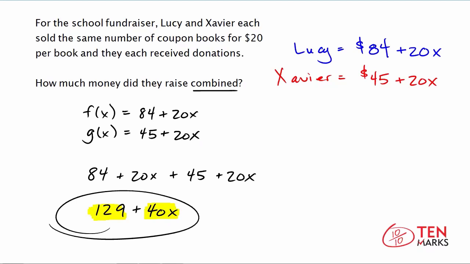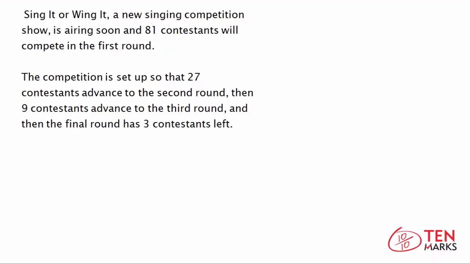Let's try a problem involving linear and exponential functions. Sing It or Wing It, a new singing competition show, is airing soon, and 81 contestants will compete in the first round. The competition is set up so that 27 contestants advance to the second round, then 9 contestants advance to the third round, and then the final round has 3 contestants left. The other piece of information that I want to include here is that the number of contestants in each round is represented by the function f of x equals 81 times 1/3 to the power of x.